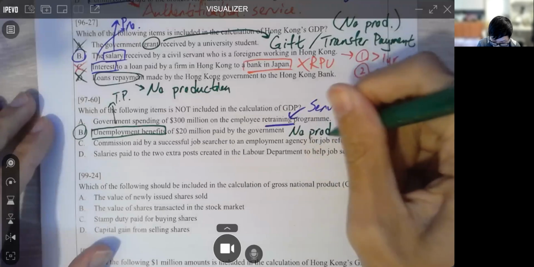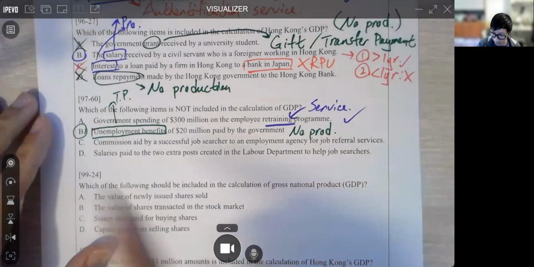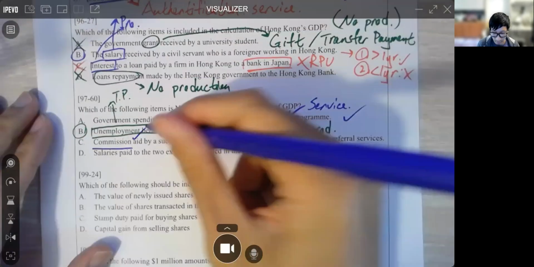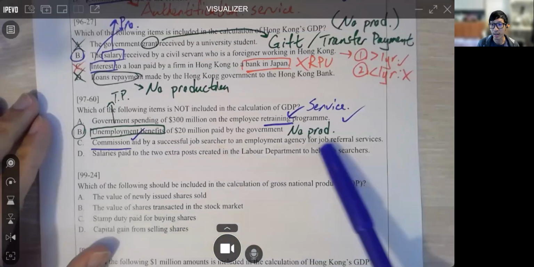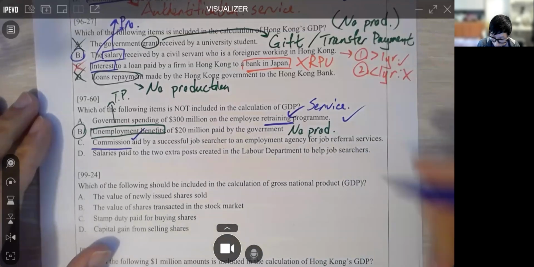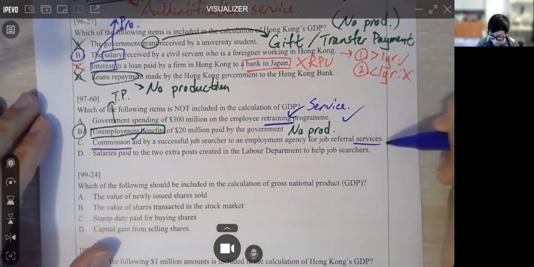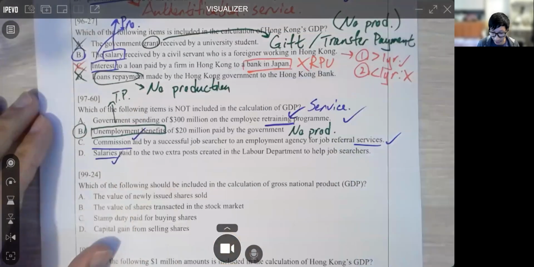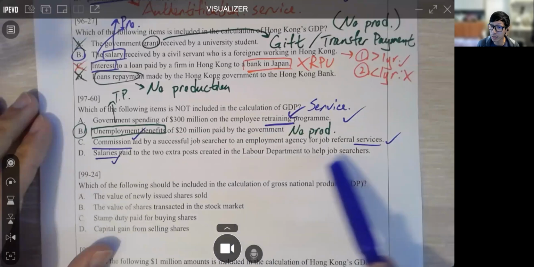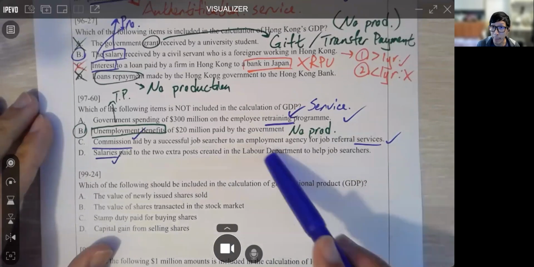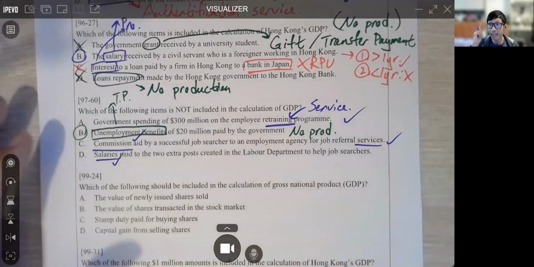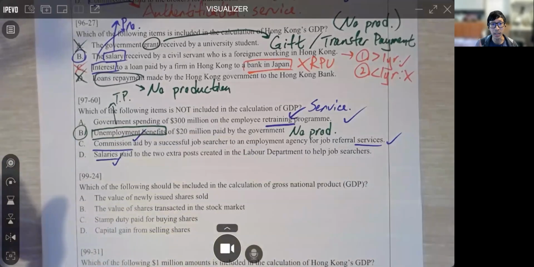OK, no production. 好啦，C commission，你逢親見到 commission 呢個字唔使問啦，there is production. OK, job searcher for job referral service，嗱佢俾埋 service 嚟啦。So this one counts in GDP. And finally, salary，即係計啦，係咪啊？To help job searchers, right? In Labour Department, Hong Kong RPU, right? Therefore, answer B. 所以記住啦，成日問自己，is it RPU? Is it RPU?